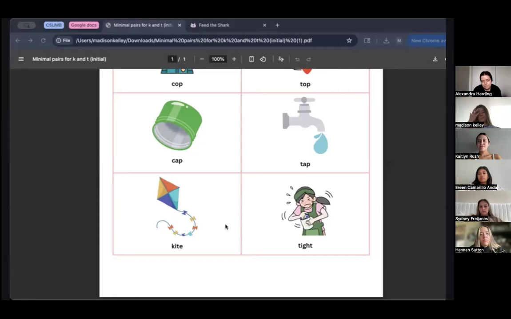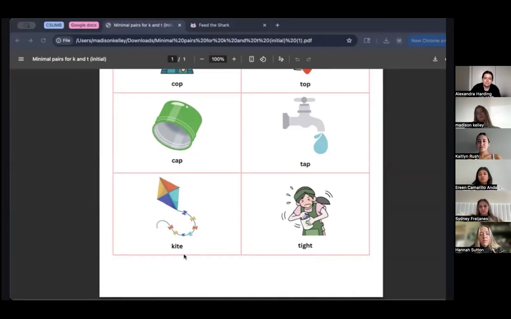We have kite and tight. So this one's a kite that you fly outside. Can you say kite? Tight. That sounded like tight shoes or a tight jar. But I meant kite for the sky. So let's try again with our back sound.